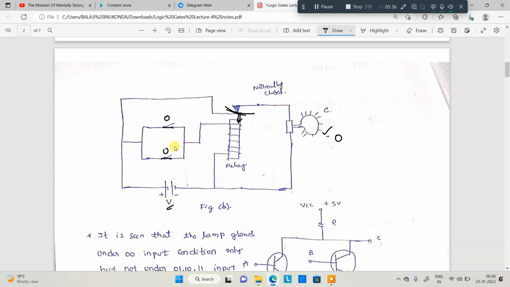Okay, 0. In a similar case, if any one input is high, for example, and the other is low, in that case also the relay is attracted and the normally closed contact opens. Then the entire circuit will be disconnected from the supply, and we will get 0. Whenever both the inputs are open, it is normally closed, so the light will glow. This is the way the relay is working.